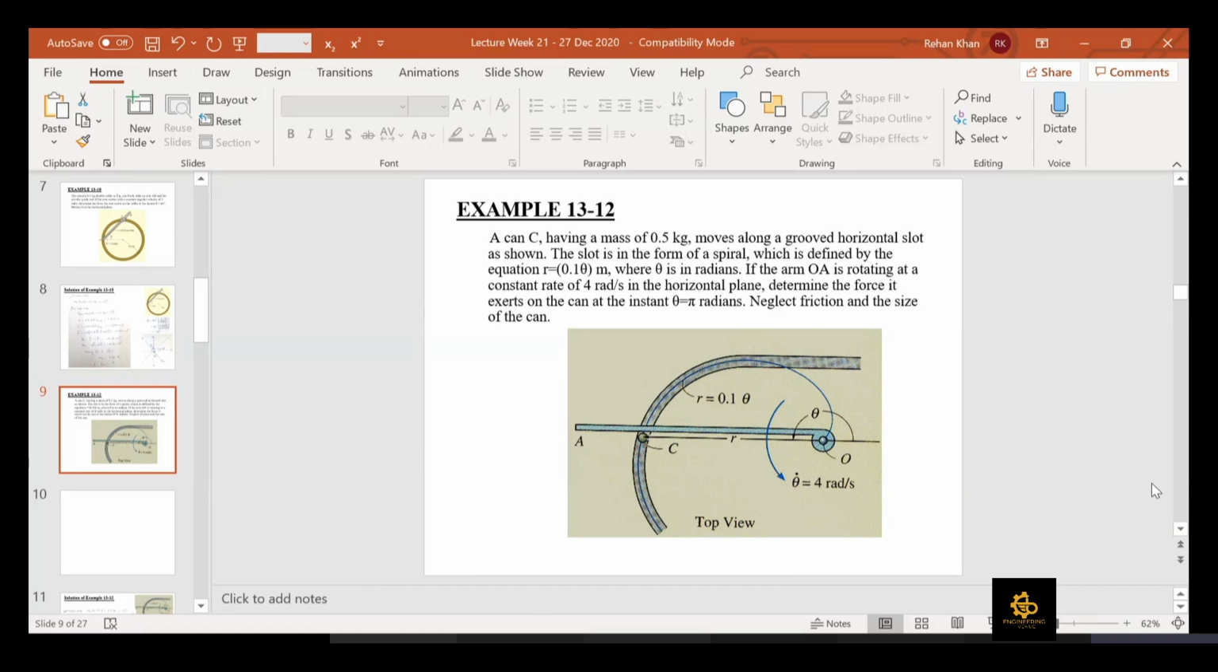जी आवाज आ रही है मेरी? वो थोड़ा सा लाइट का इशू हुआ है. Yes sir, आवाज आ रही है.